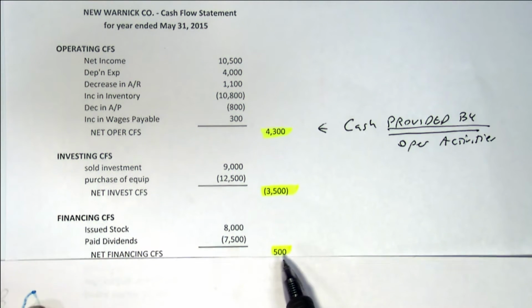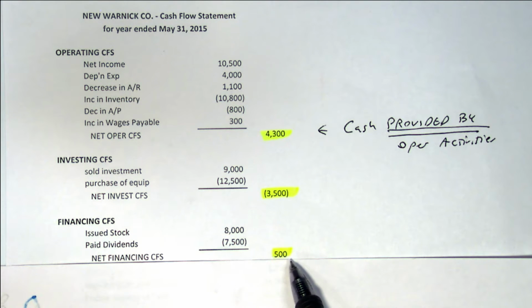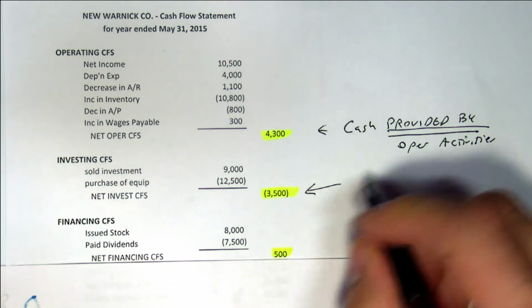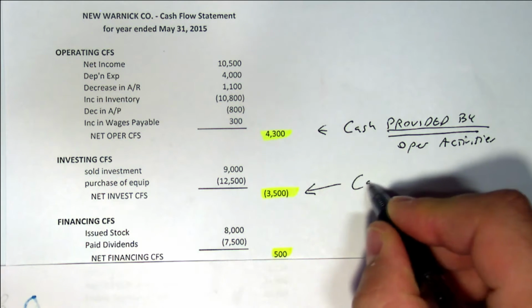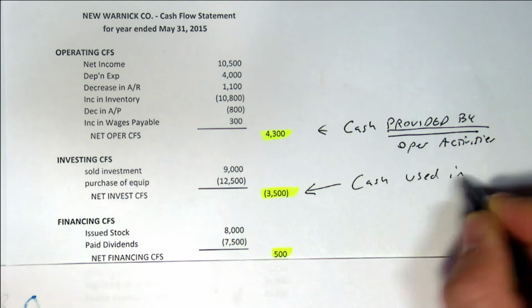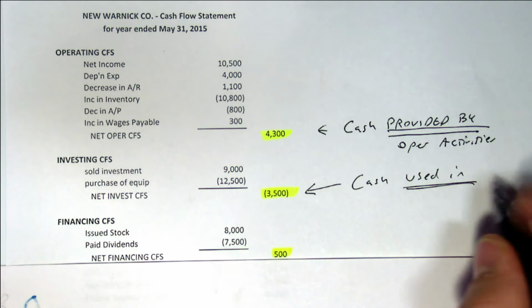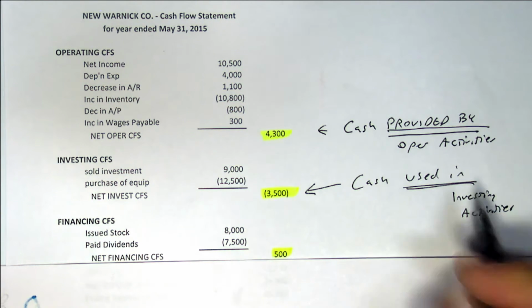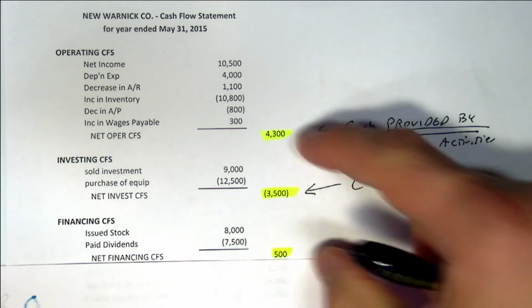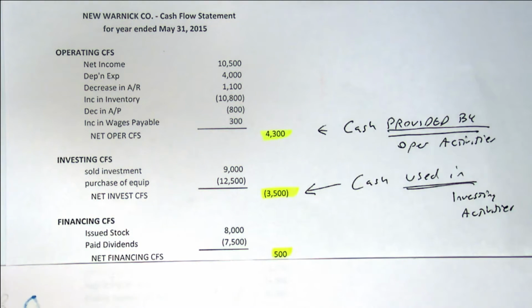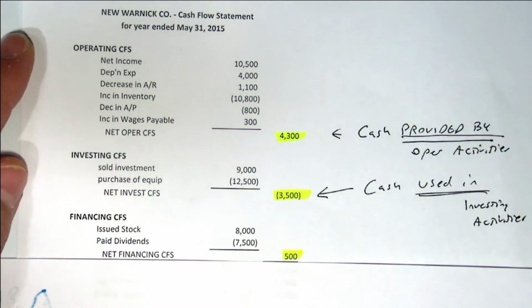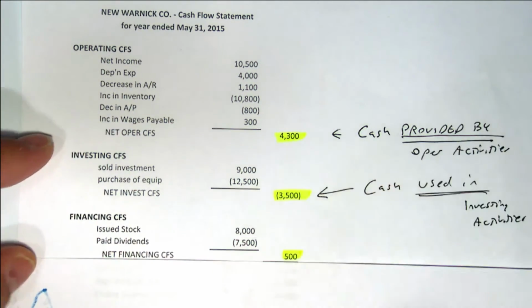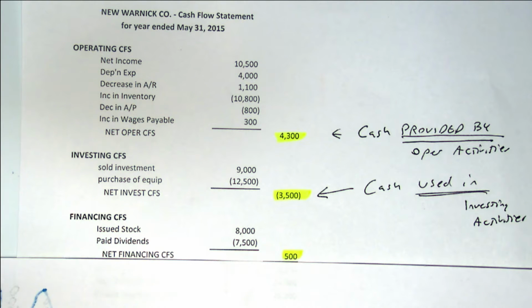And this would be cash provided by financing activities. Now, what do they call a negative number, if one of those numbers is negative? Cash used in, and in this case, investing activities. So make sure you're aware of that designation. If it's positive, it's provided by. If it's negative, it's used in. So the third step is to prepare the investing and financing sections using the information we gleaned from step number 2.